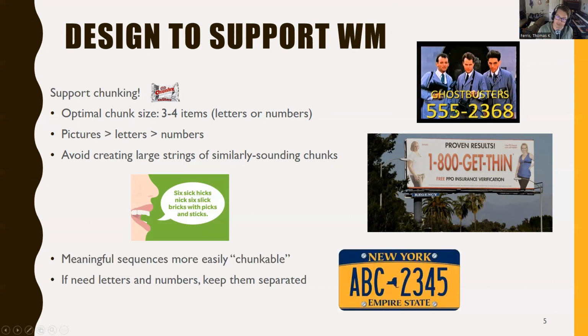Meaningful sequences like 555 or ABC are much more easily chunked, much more easily grouped together. And if you have letters and numbers, or pictures, letters and numbers, separate them, because then in a way we're able to chunk each of these just by the nature of whether it is a letter, shape, or number. So if you can do so, it is going to be supportive of the way that our working memory works. All right, so that's designed to support.